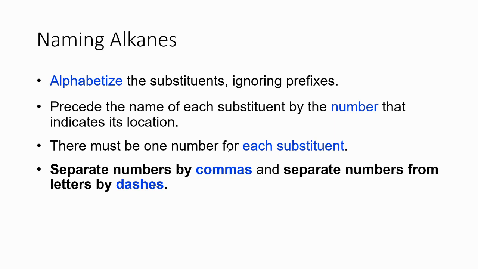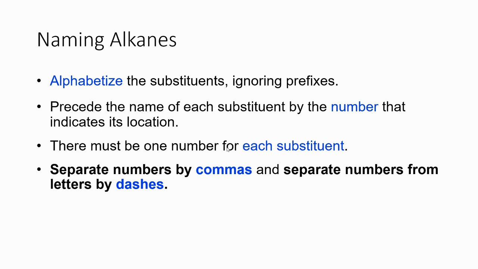This is just a reminder, we need a number for each substituent. So if I have 5 substituents, I should have 5 numbers on my molecule name. This is kind of tricky. Alex does care about spelling and also cares about spaces and commas and dashes.